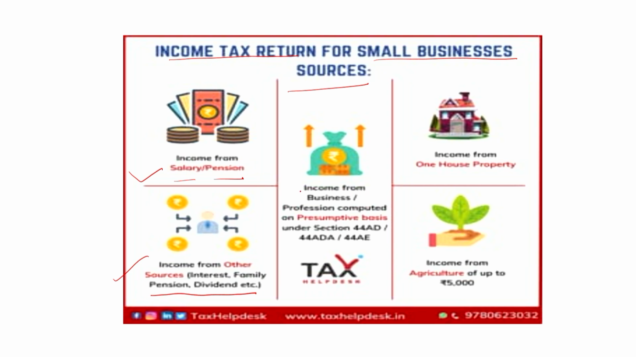Then for small businesses, there may be income from business or profession computed on a presumptive basis under section 44AD, 44ADA and 44AE. Income from one house property is also included for the purpose of filing of return, and agricultural income up to rupees 5,000 may also be included. So if you have any or all of these incomes and this comes under the taxable limit according to the tax slab rate, then you need to file the return of your taxes.